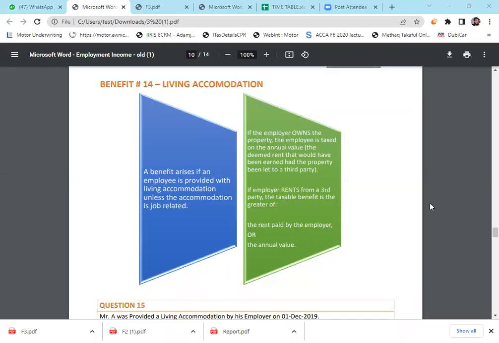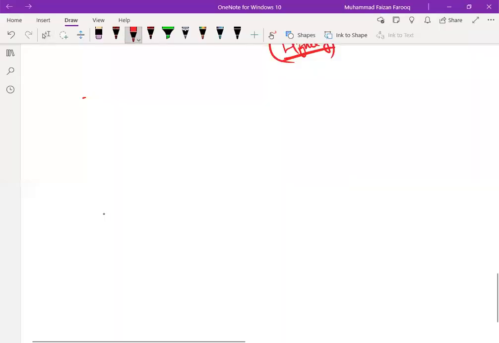Today's benefit is living accommodation. First of all, note down, we do have two types of accommodation. We learned the benefit, no? What is the definition of benefit? What is benefit?